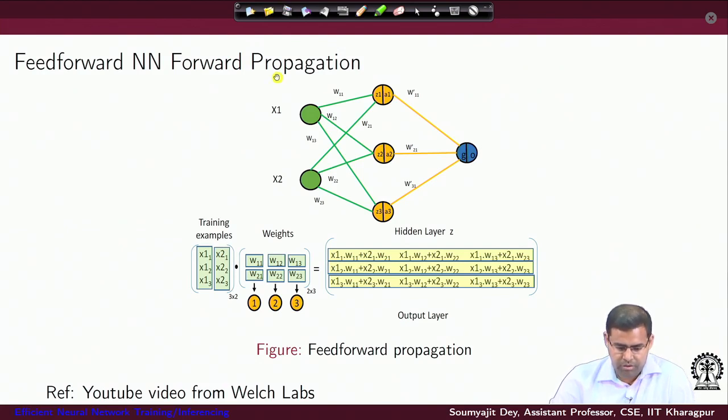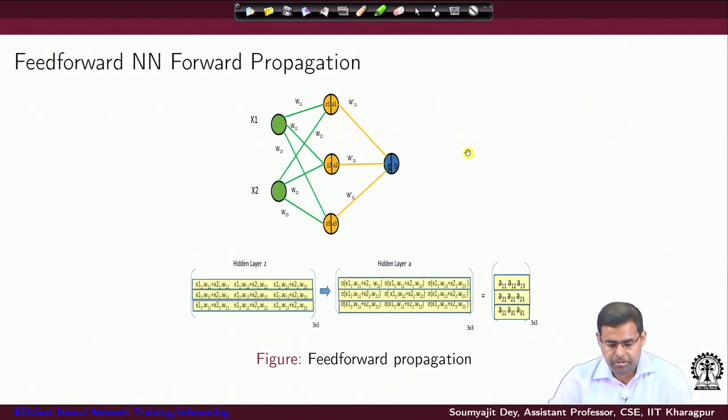So, that is how, using the training examples and the weights, I can have these values propagating through the net towards the output layer. Of course, these values now will have to pass through the activation functions before they get further multiplied by the weights and propagate to the output layer, right. So, let us see how that happens.